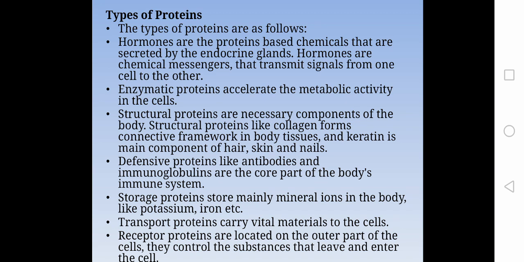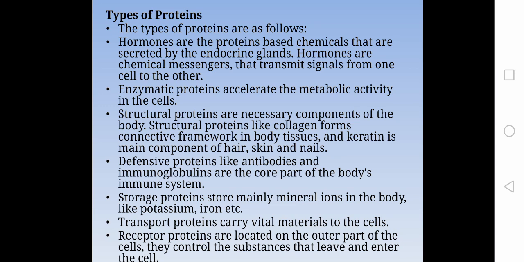Types of protein. The types of proteins are as follows. Hormones are protein-based chemicals that are secreted by endocrine glands. Hormones are chemical messengers that transmit signals from one cell to another. Enzymatic proteins accelerate the metabolic activity in the cell. Structural proteins are a necessary component of the body. Structural proteins like collagen form the connective framework of body tissue, and keratin is the main component of hair, skin, and nails.